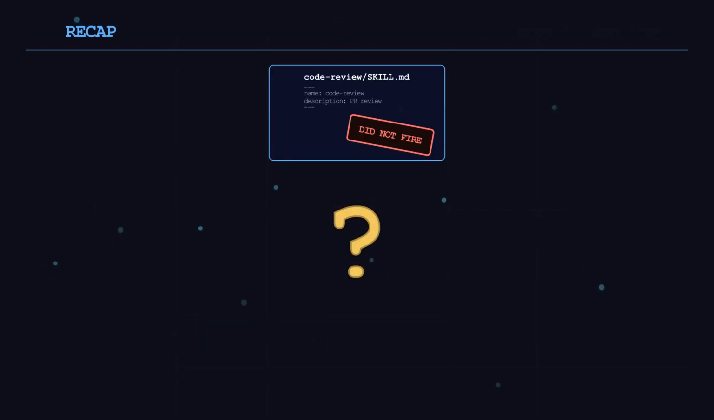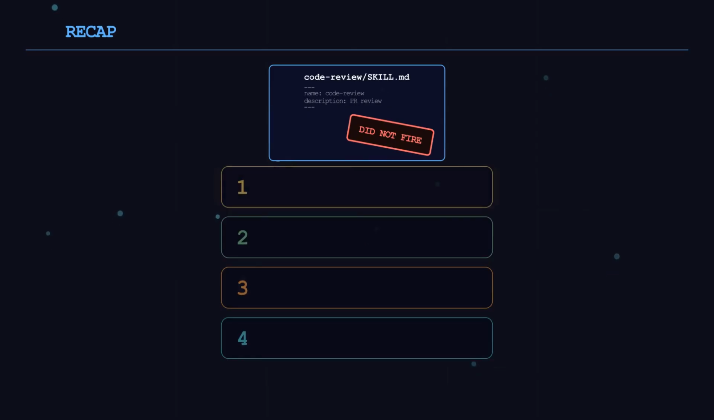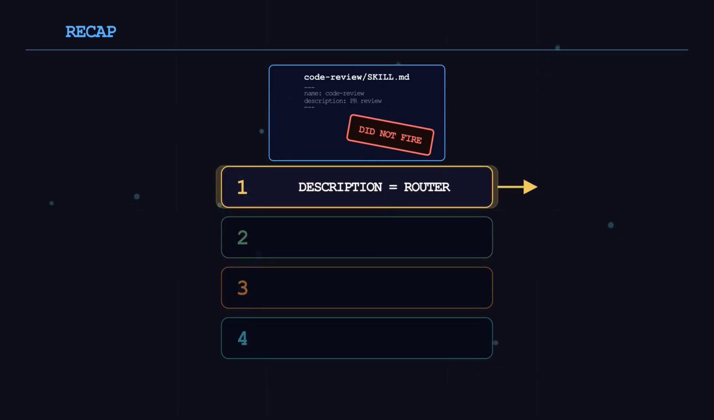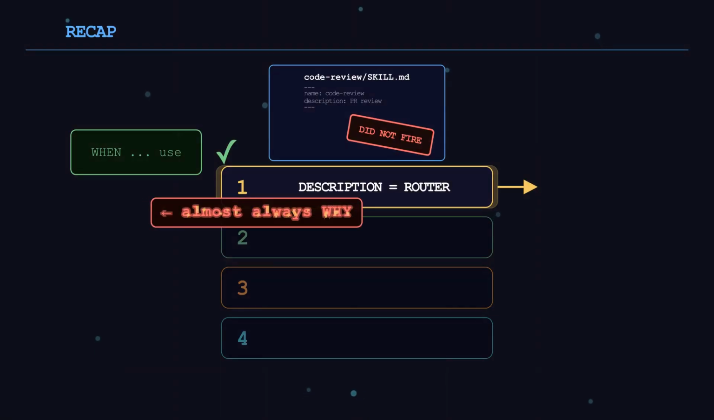Quick recap. 4 things, in order. 1. The description is the router. The agent reads every description on startup and uses them to decide what to load. Vague description, wrong routing. Specific description with when clauses, clean routing. This, almost always, is why your skill doesn't fire.